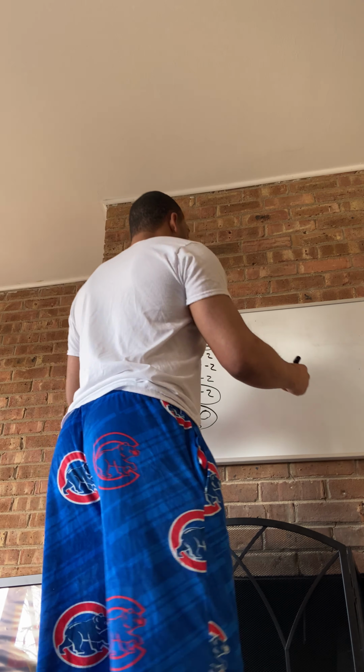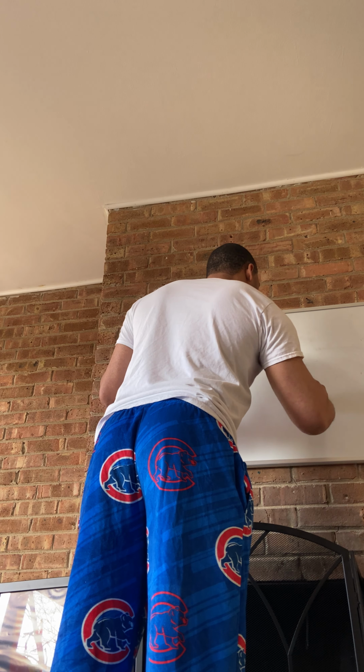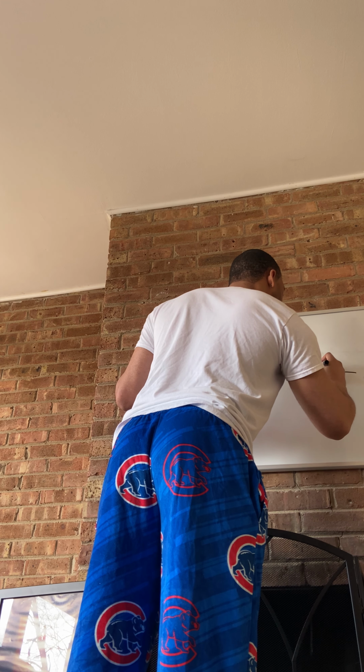Once you figure out your vertical asymptote and your horizontal asymptote, you can go ahead and start creating your graph. So I create my graph, and if I need different colors, I got different markers, so hopefully that'll work out.